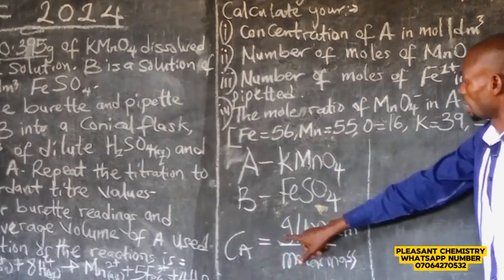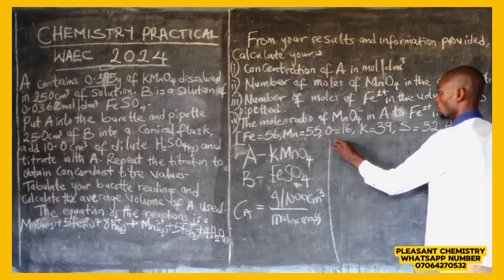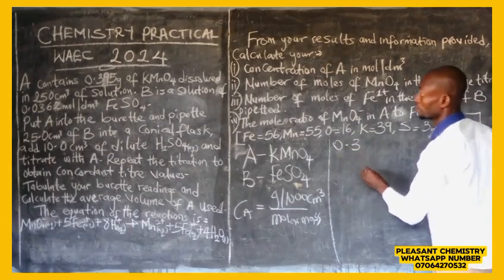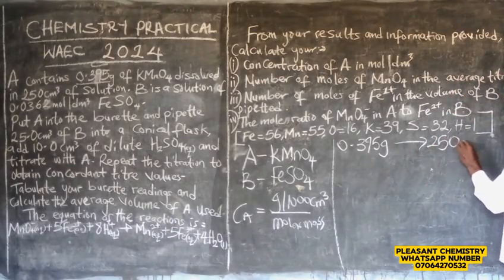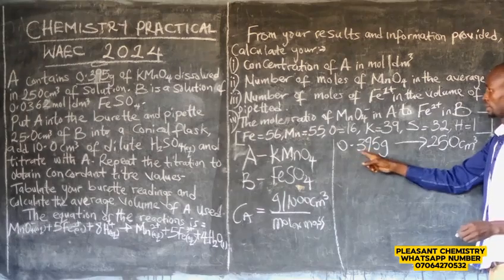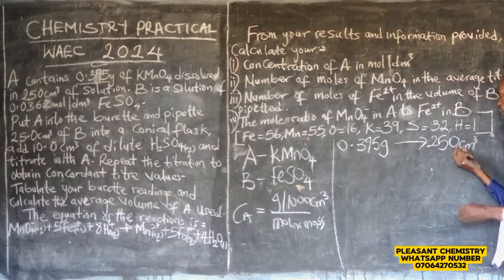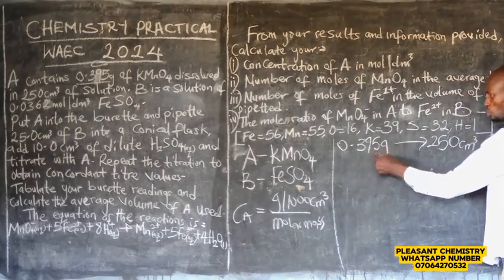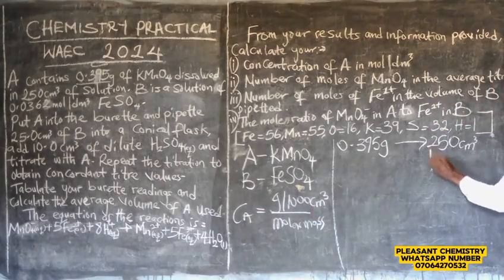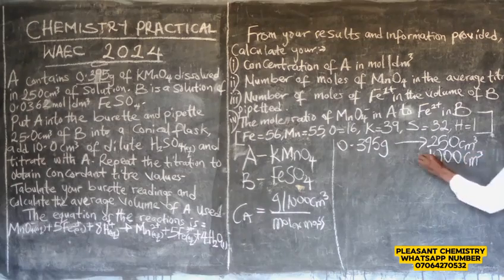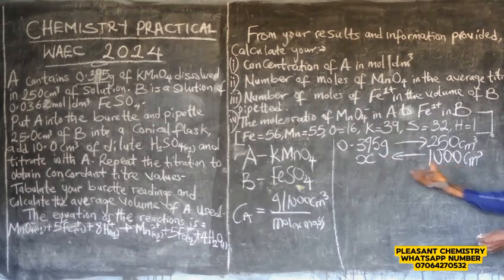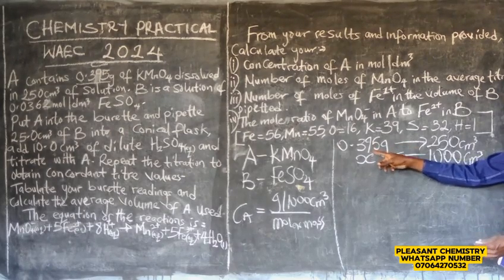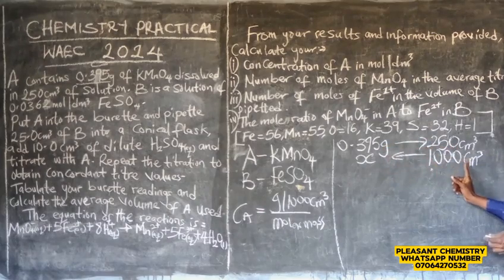So our mass concentration of A, we were given 0.395 gram, which dissolves in what? In 250 cm cube. And you know that for us to make use of this mass, it must be in 1000 centimeter cube. So just put 1000 centimeter cube here and let us calculate what is the mass that will dissolve in 1000. What we are simply doing now is converting this mass from 250 cm cube to that of 1000 centimeter cube, which is the same thing as a mass concentration.